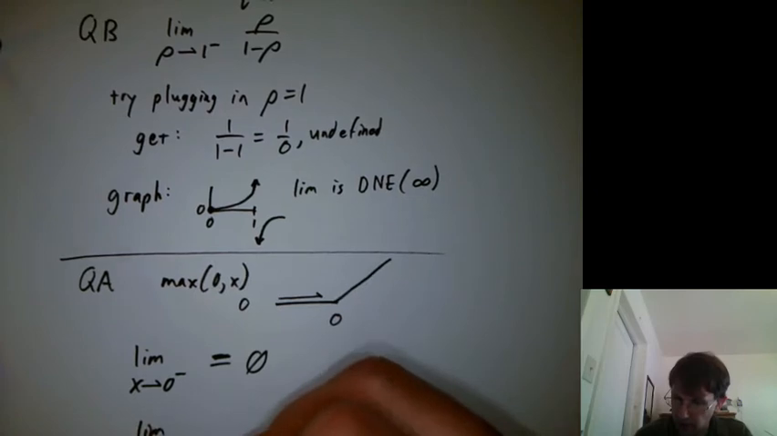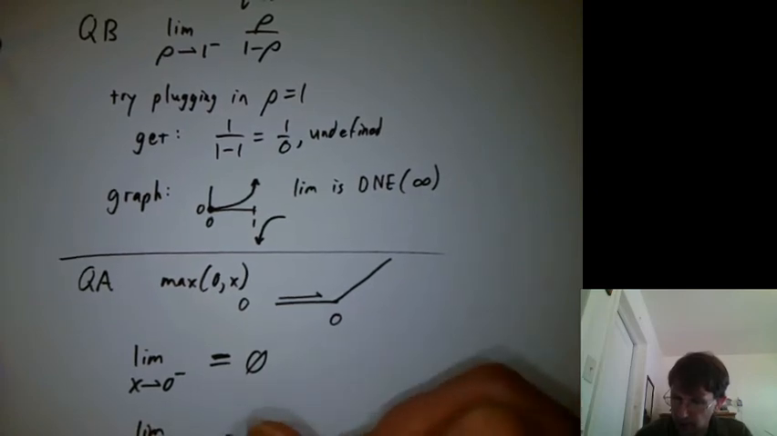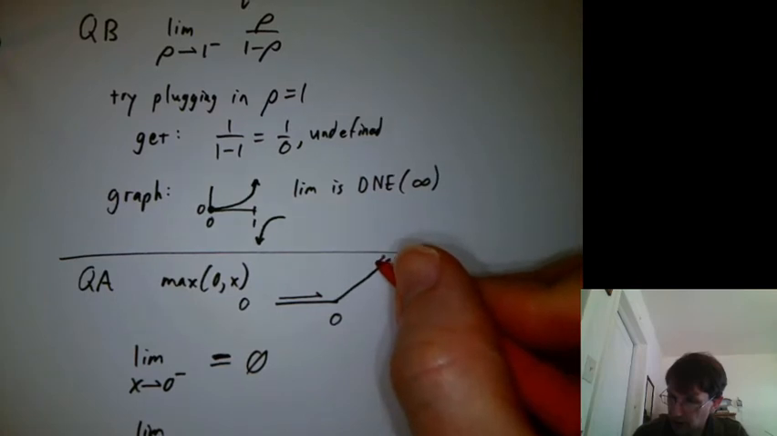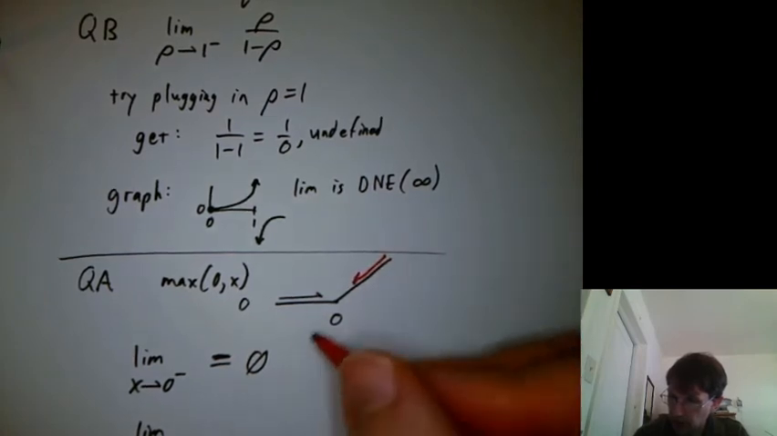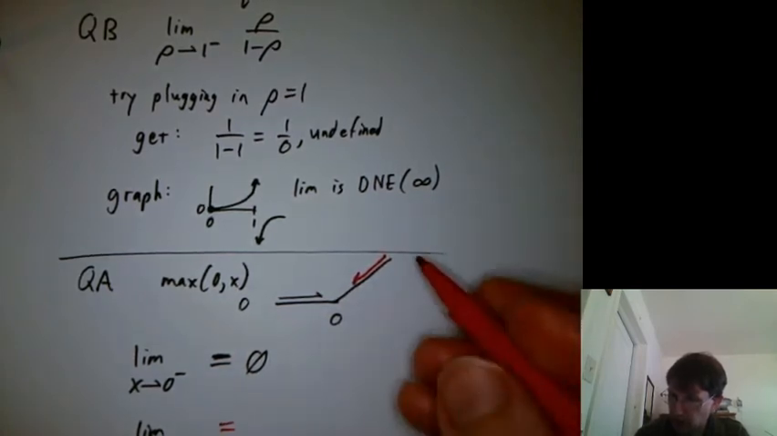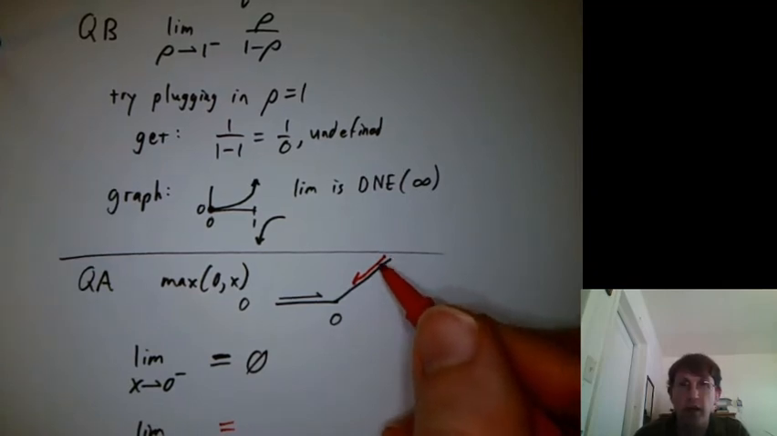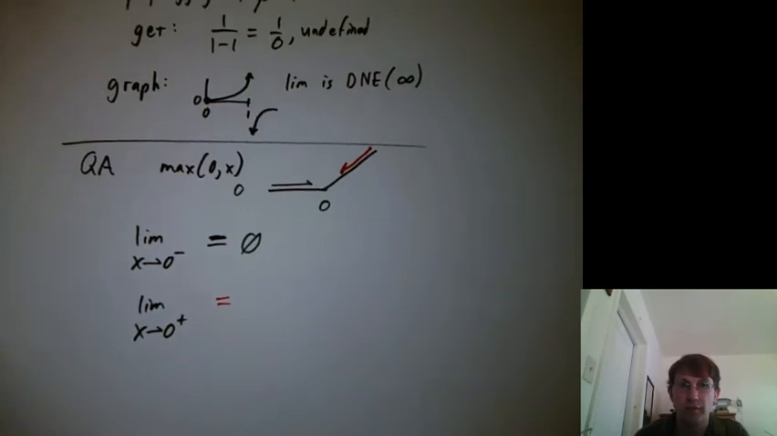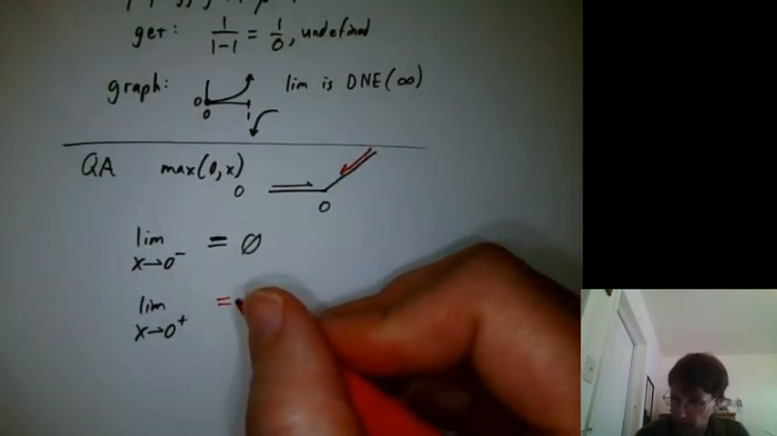How about the limit as x goes to 0 plus? There you're kind of coming in this way, and you're getting y values of like 10, 9, 8, 7, 6 if you're just doing the integer x values. And so that's also 0.